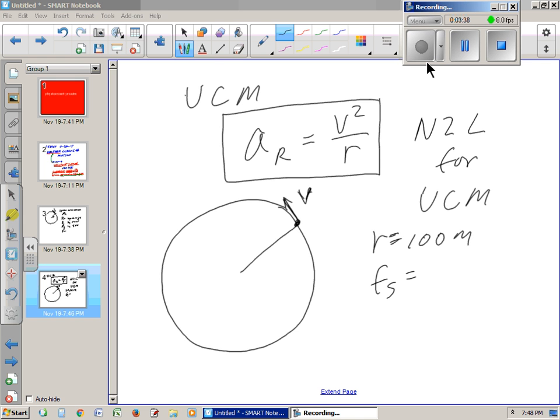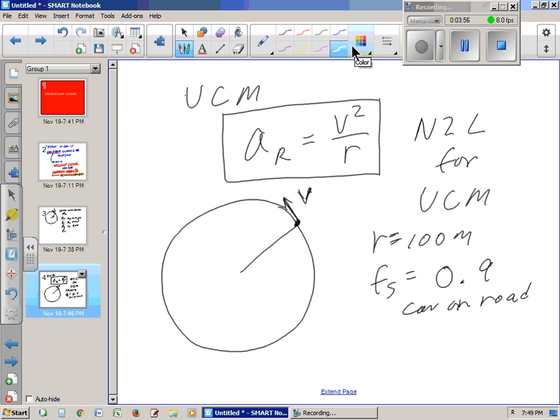So let's put down a static friction coefficient of 0.9, which is typical for a car on a road. That's pretty high compared with some of the numbers we've seen, for example, a wood block sliding across the table, but certainly car tires are designed to get good traction, and roads are designed to be a little bit rough, so you get good static friction.